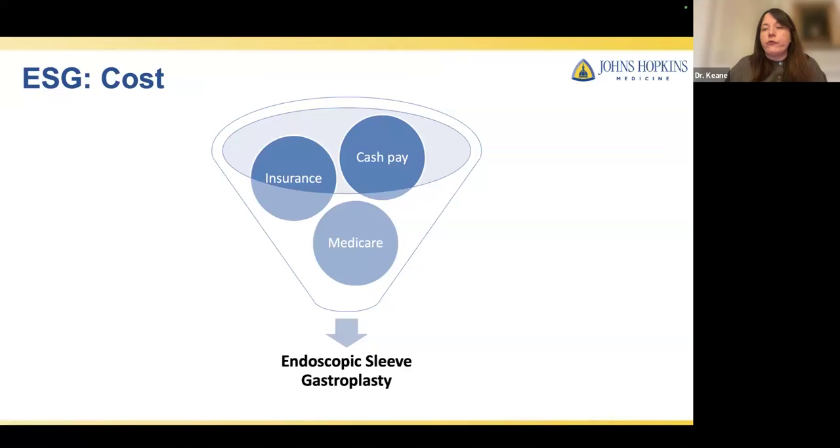Now, what about cost? Historically, an ESG has been a self-funded cash pay procedure, but things are changing. With excellent publications like the MERIT trial, we're now seeing more insurance approval. That FDA de novo authorization really changed the landscape for these procedures. We've also received Medicare coverage, so if you have Medicare, you can now have this procedure, and we have the devices available at Hopkins to be able to do that.